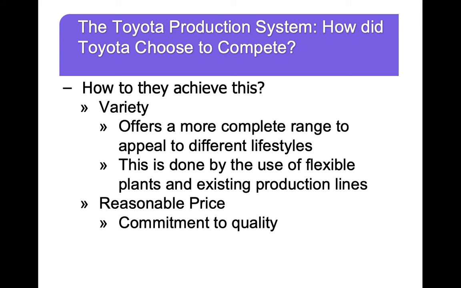How do they achieve variety? Of course, there was a lot of range to appeal to different lifestyles, so that when you bought your first Toyota and then you're in a different life stage, you would buy the next Toyota. The next Toyota would be a different car they made, but you could still get another Toyota that would fit your lifestyle.